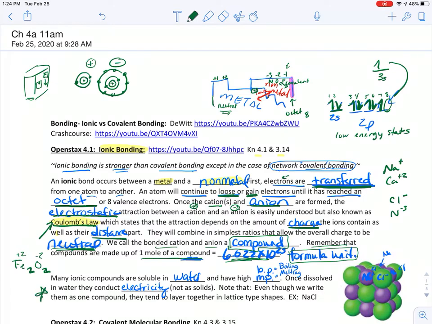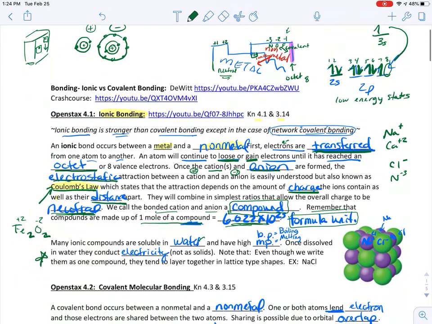Also, we have some properties over here. So they are soluble in water. You know this too. Like if you take salt and you put it in water, it dissolves. And even if you have salt that has other salts in it, like Himalayan salt or some other kind of salt that has extra things in it, they still dissolve in water. The whole salt dissolves in water.